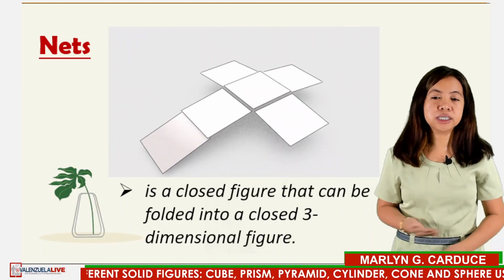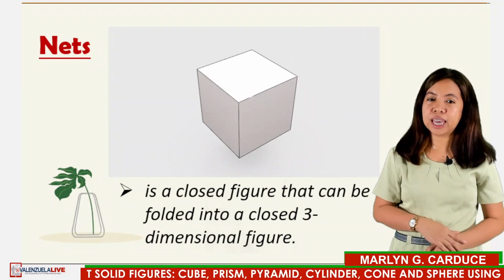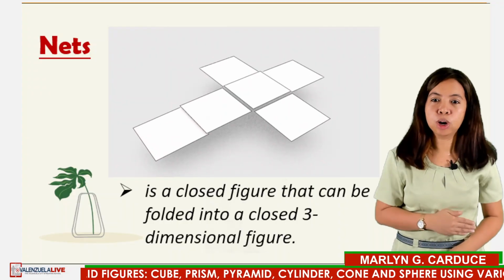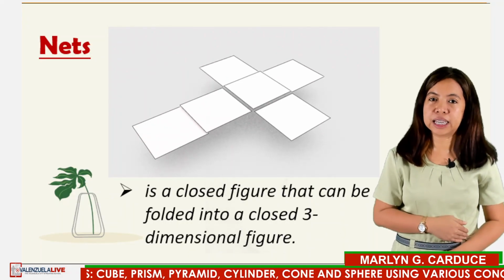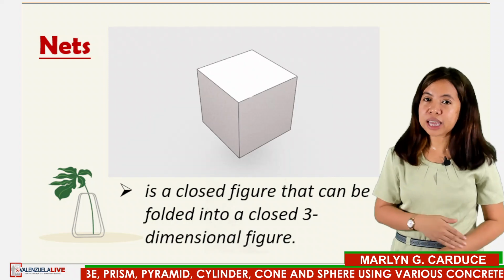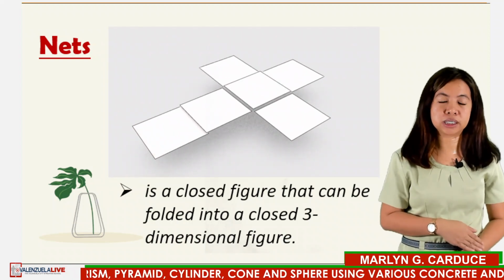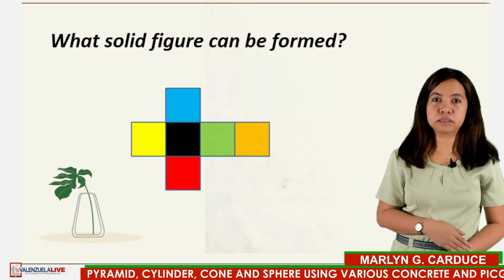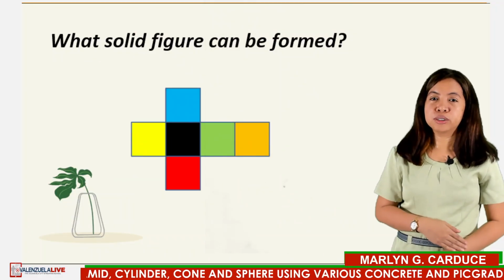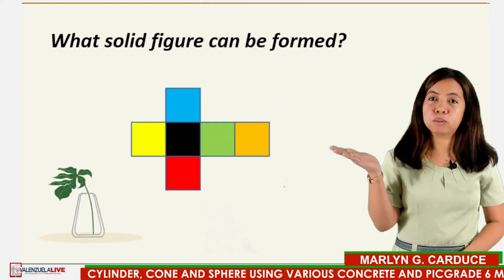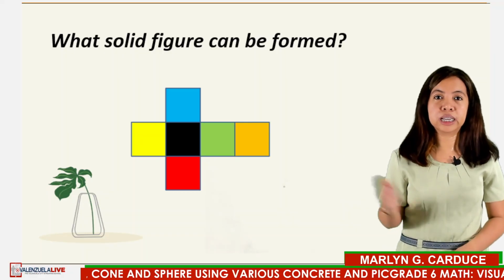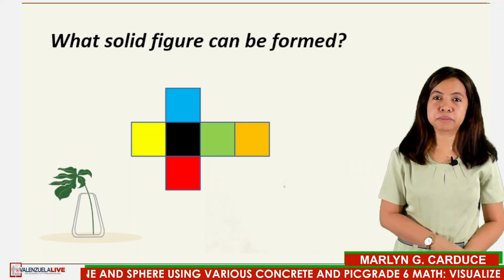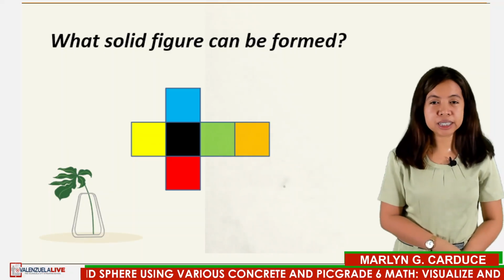So I have here some examples of nets and help me identify what solid figures can be formed out of these nets. So you can type your answer in the comment box. So for our first net, what do you think is a solid figure that can be formed out of this net? You can type in your answer in the comment section.